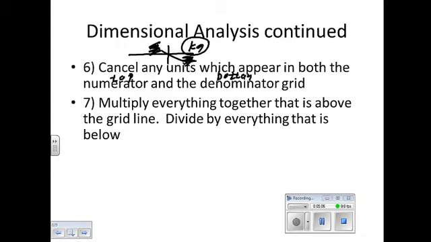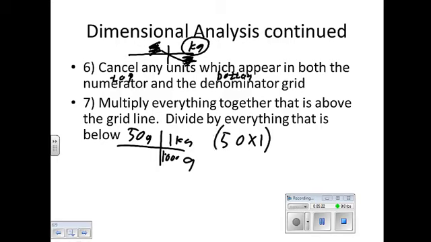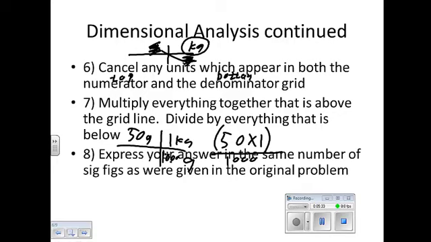Number 7, multiply everything that is above the grid and divide by everything that's below the grid. So, if we were given 50 grams, and there are 1,000 grams in every 1 kilogram, we would do 50 times 1, put that in parentheses. And then you divide that by what's on the bottom, 1,000. Multiply the top, divide it by the bottom.